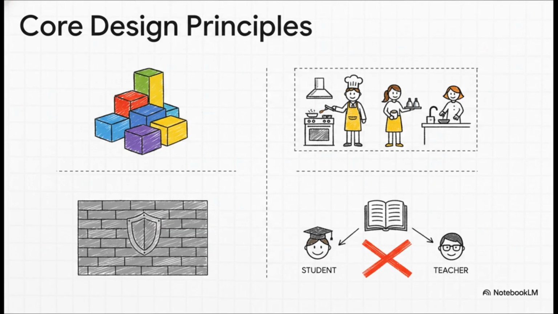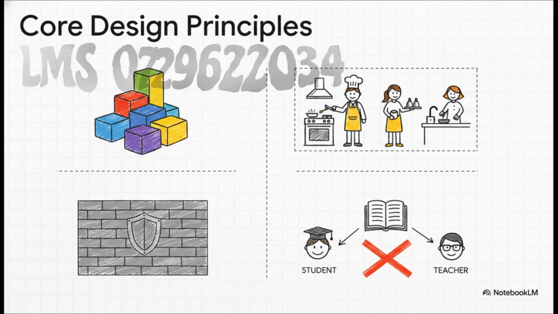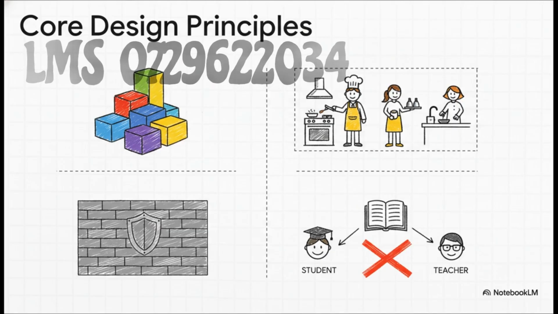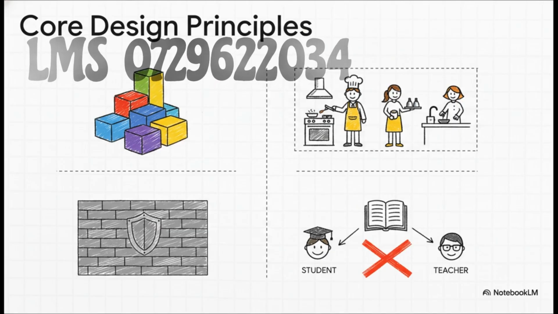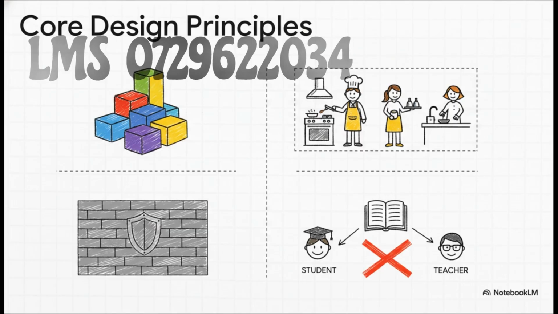Separation of concerns. Think of it like a well-run kitchen. The chef cooks, the waiter serves, the dishwasher cleans. Each part has one specific job, and that's what keeps things moving smoothly. Security is baked in from the very start, not just patched on as an afterthought. And role-based access is simple. Students only see student things, and teachers see teacher things. These aren't just buzzwords. They're the rules of the road that prevent total chaos.